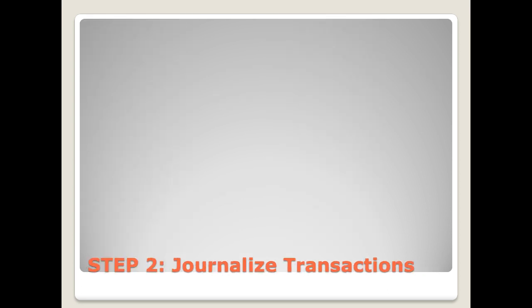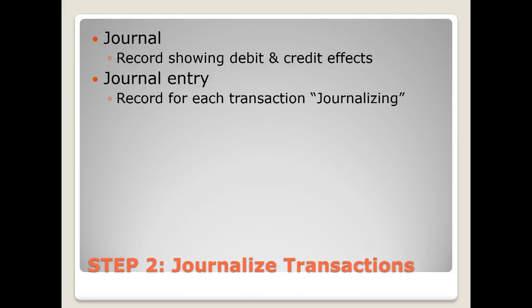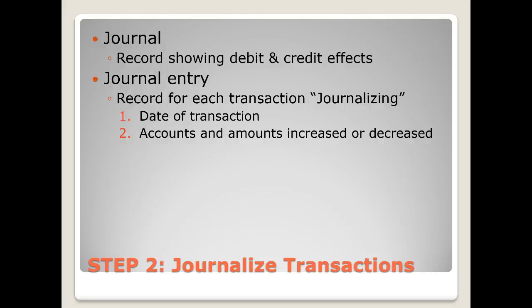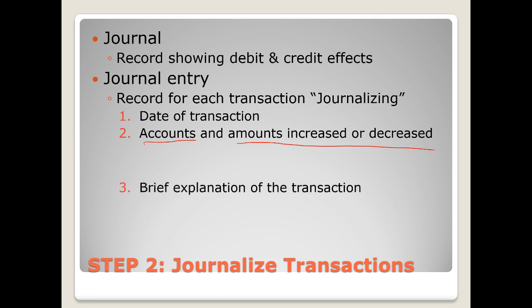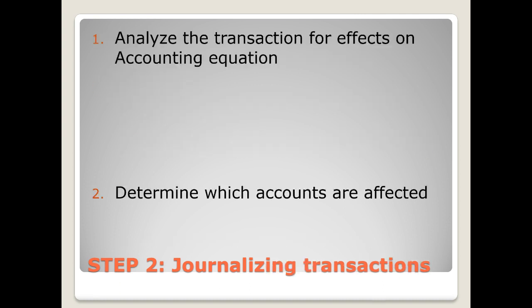Now, you need to journalize every transaction that happens in the accounting cycle. They record the debit and credit effects on any account. We call this journalizing. You have to include the date, you have to include the accounts and the amounts, whether they were increased or decreased, and a brief explanation of the transaction.